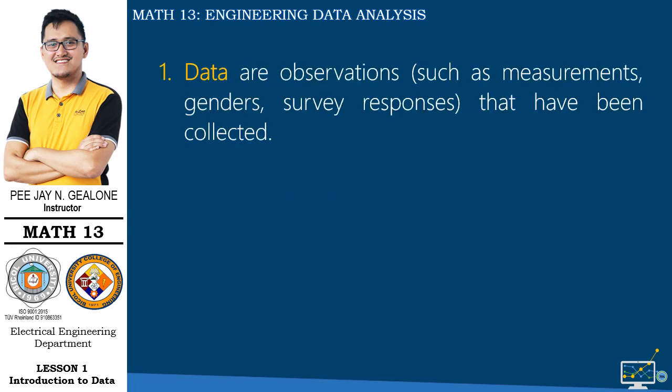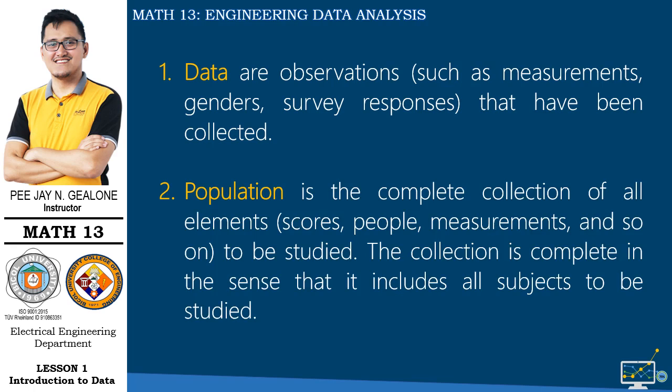So let's first define what data is. Data are observations such as measurements, gender, survey responses, etc. that have been collected. The truth is we are surrounded by a lot of data. Whenever you post something on Facebook, you are giving out your data. When you buy something on Shopee, you are giving data. Everything that we do generates data because it's simply an observation. Should someone be interested in your data, they can observe you, your actions, your details, so that they can gather your data.